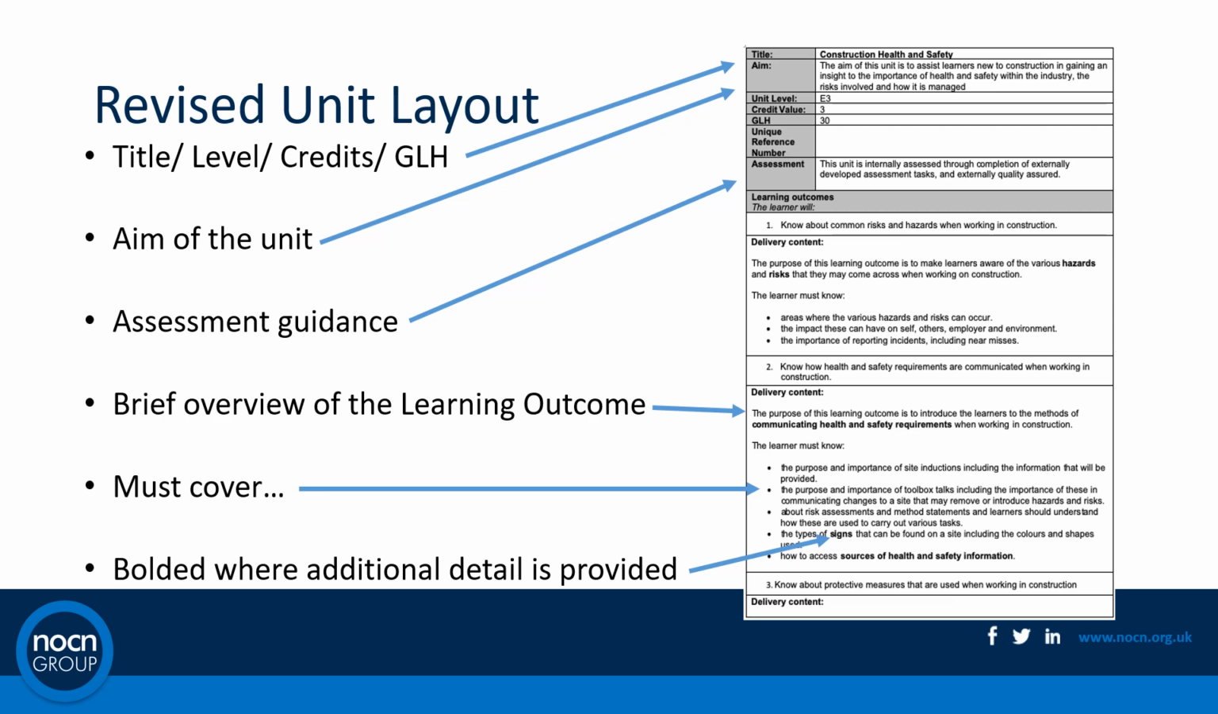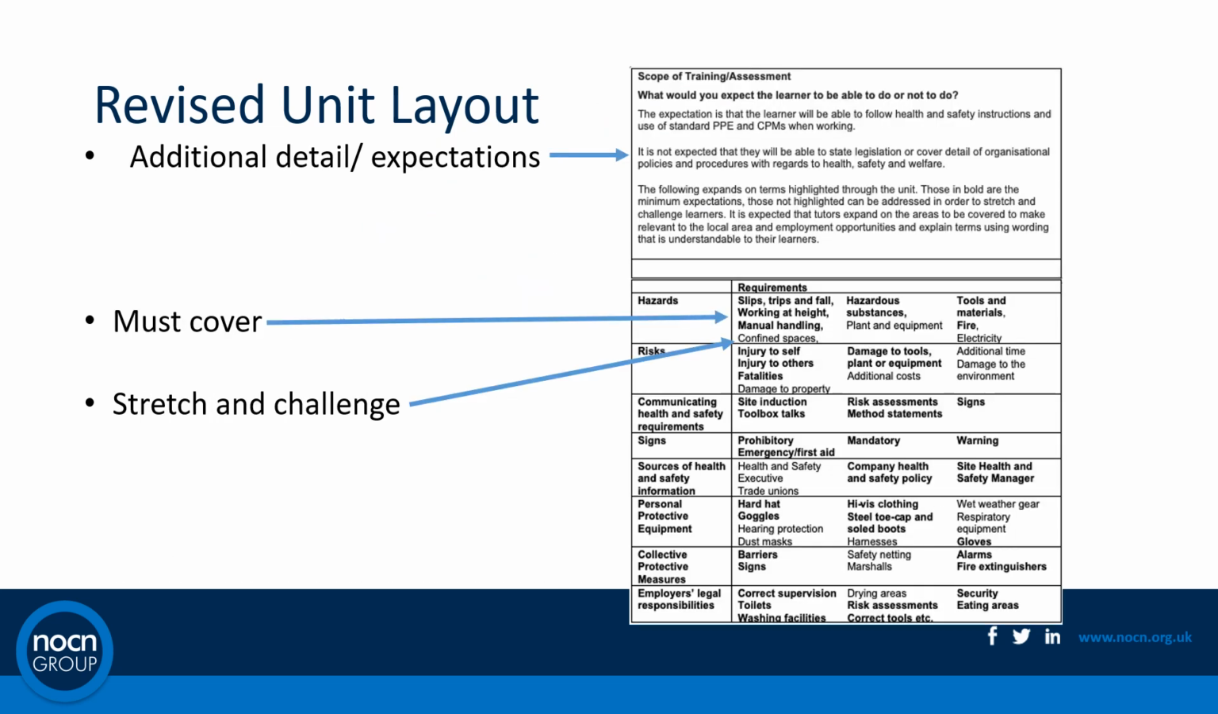So just to give you an example, this is still the health and safety unit. Hazards was bolded in that first learning outcome. So what we're saying here is you must cover slips, trips, falls, working at height, manual handling, hazardous substances, tools and materials, and fire. That's what the assessments will be targeted at.